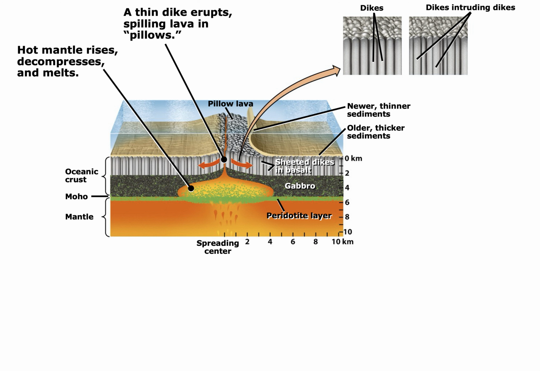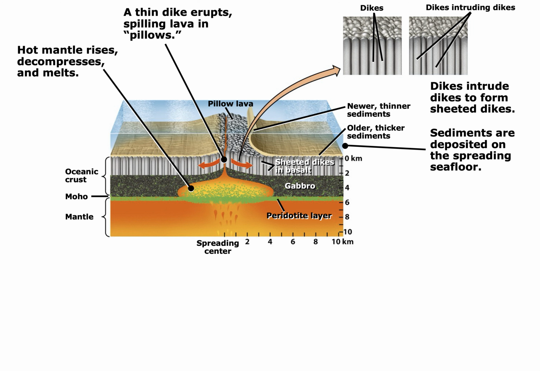So and therefore we have here the dikes, and we have the emplacement of dikes which are intruding into other dikes. And that causes then dikes intruding into dikes to form the sheeted dike complex above this unit, which consists of gabbro. And then of course we have the deposition of sediments on the spreading sea floor.